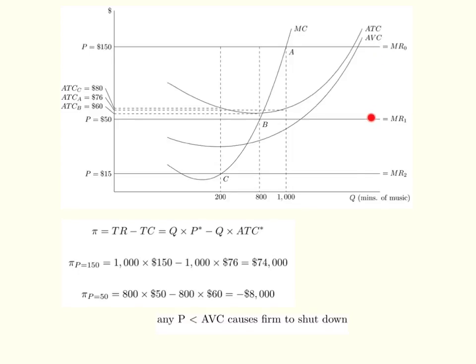If the market price were to fall to 50, the firm now responds by selling 800 units, and so 800 units times $50 minus 800 units times the average total cost. Going back up to the average total cost curve, we see that at 800 units, average total cost is 60. I do the math, and I get a profit of negative $8,000. Now, sometimes students are a little worried about negative profits because they tend to think about profits as only being positive. But actually, you want to think about profits as just being a flow of money, which could be positive sometimes and negative sometimes.